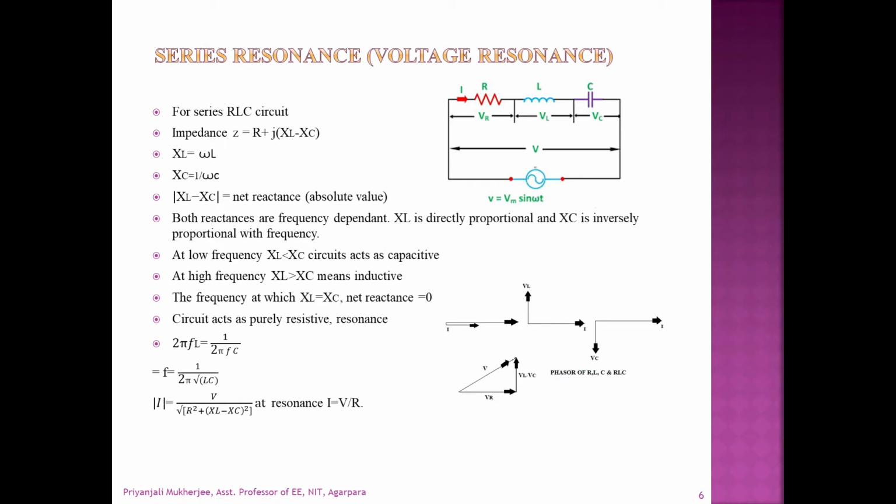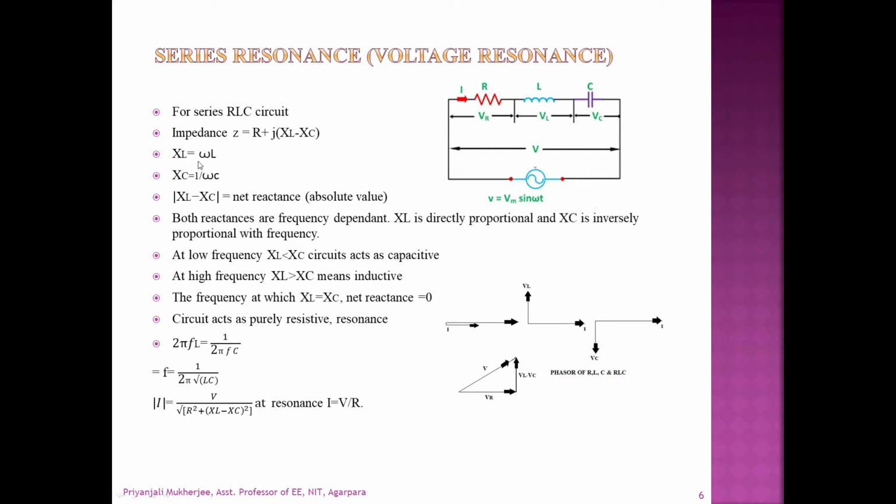For series resonance, we have to consider a series RLC circuit, also known as voltage resonance. In the series RLC circuit, R, L and C are connected with a variable frequency supply V, and the current I is flowing through the circuit. The drop across the resistance is VR, the drop across the inductor is VL, and the drop across the capacitance is VC. For this series RLC circuit, the total impedance equals R plus j times (XL minus XC), where XL is the inductive reactance and XC is the capacitive reactance.